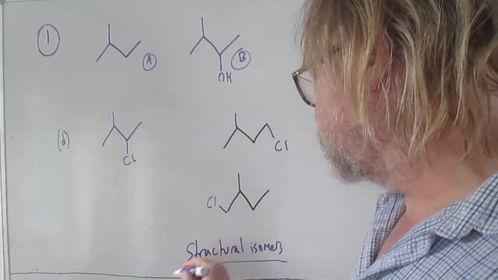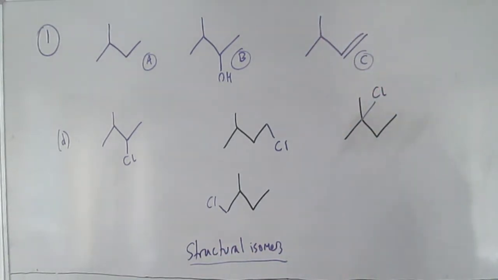Meaning that they have the same molecular formula, because they're all C5H11Cl, but a different structural formula, because the sequence of bonds is different. They're not stereoisomers, because stereoisomers have the same structural formula, meaning all the bonds are connected up in the same order. They just have a different spatial arrangement, but that's not what this is, so structural isomers.